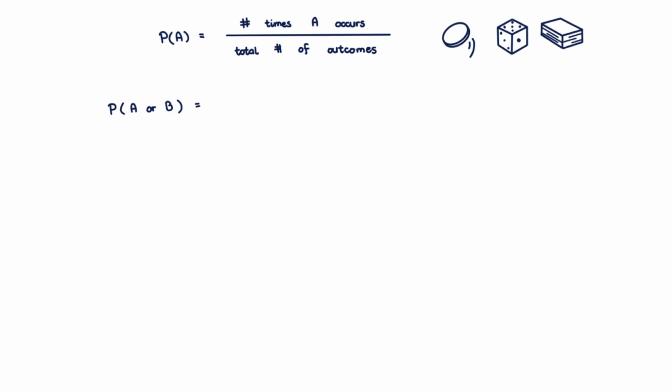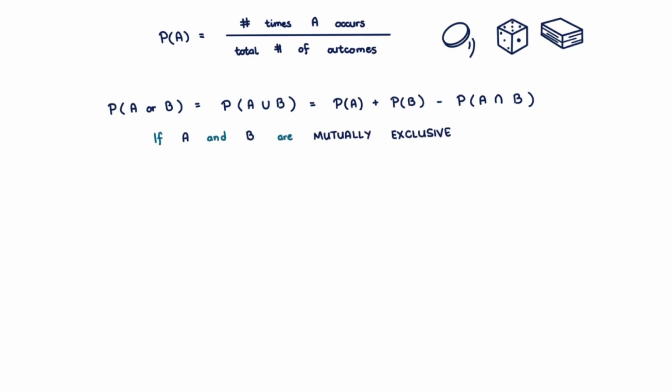This is equal to the probability of A union B, which is equal to the probability of A plus the probability of B minus the probability of A intersection B. We'll get to what this is later. If A and B are mutually exclusive events, the probability of A intersection B is 0. Therefore, the probability of A union B is equal to the probability of A plus probability of B.